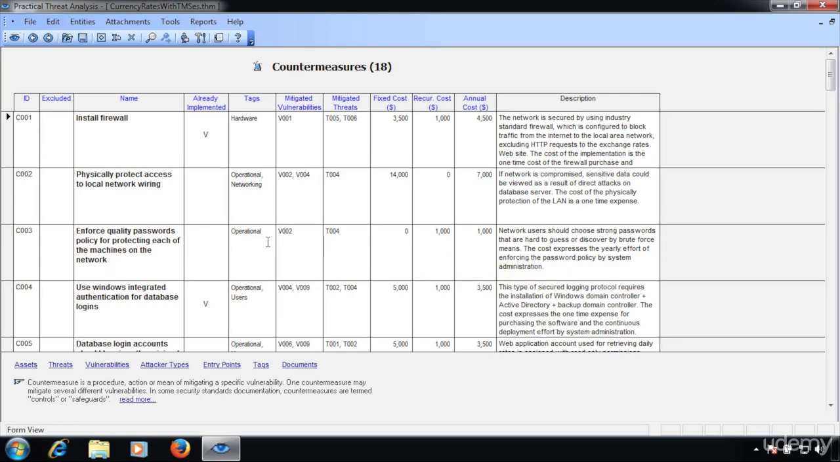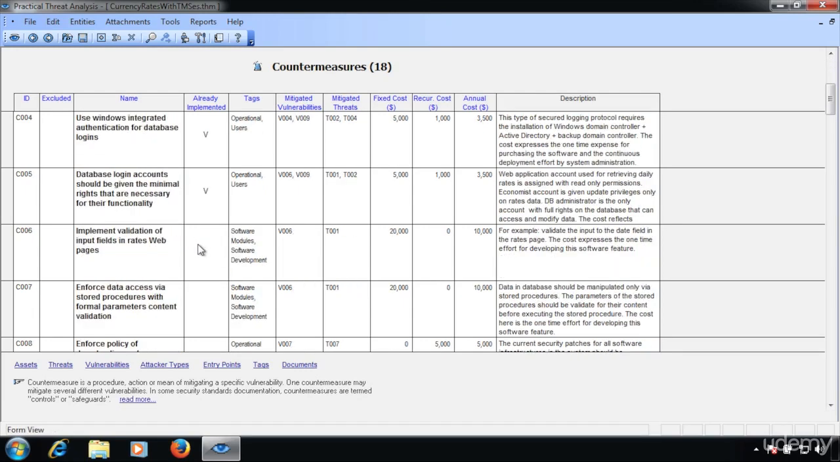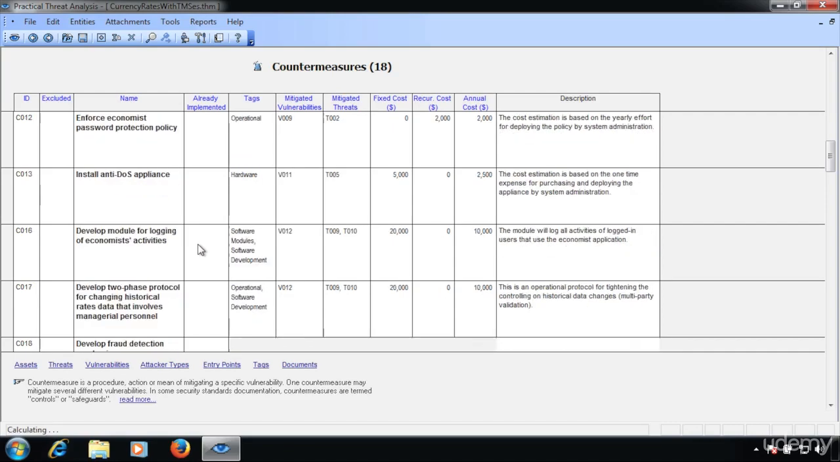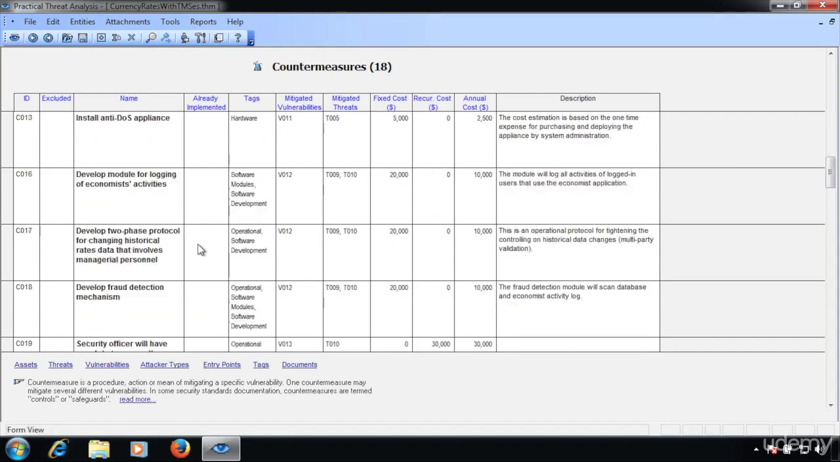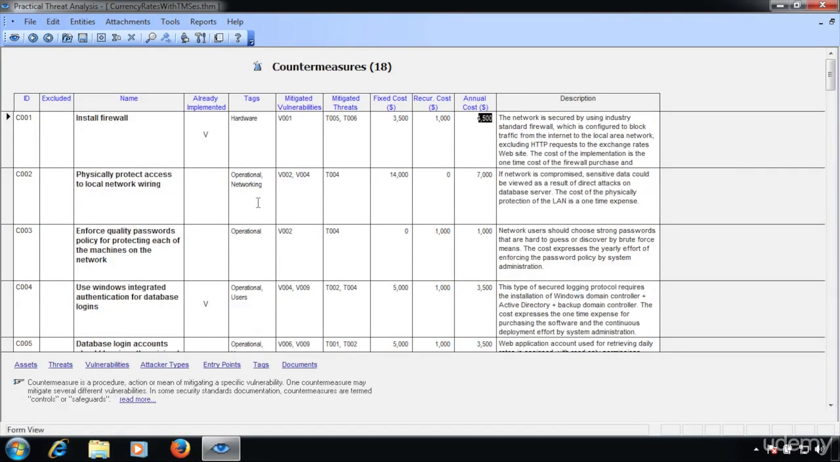But keep in mind that we're really just kind of throwing some examples out here. The numbers are really not real, right? Let's go ahead and proceed through these countermeasures. So we have 20 countermeasures. So we're going to move to another page, which is the attacker type.